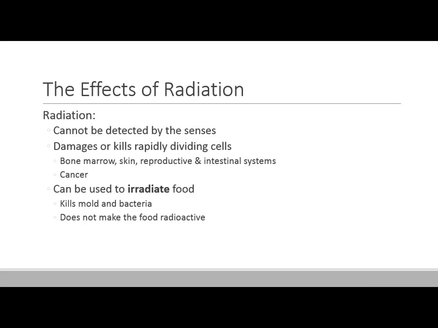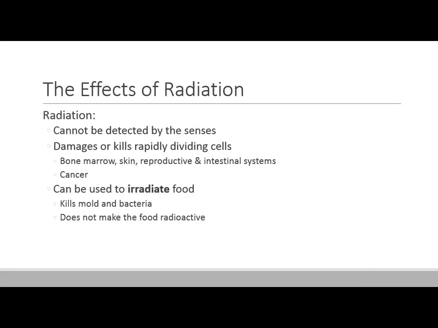Now, radiation can actually damage or kill rapidly dividing cells. So if you're exposed to radiation through radiation therapy, it can damage your bone marrow, your skin, and your reproductive and intestinal systems because those cells are rapidly dividing. Think about what happens. Your immune system lowers because you're damaging the bone marrow. You can sometimes get sores. It can make you sterile because it's damaging your reproductive tract. You usually get radiation sickness, nausea, and so forth because it's damaging your intestinal systems.